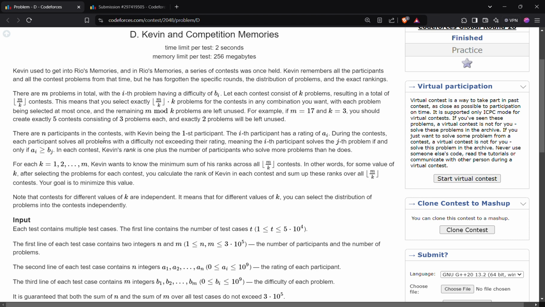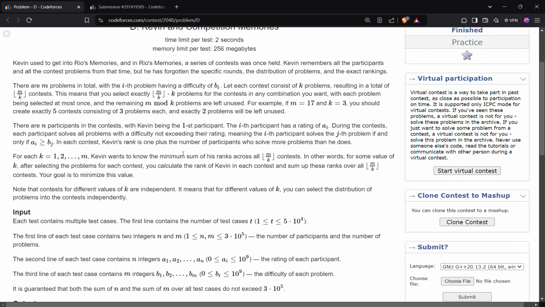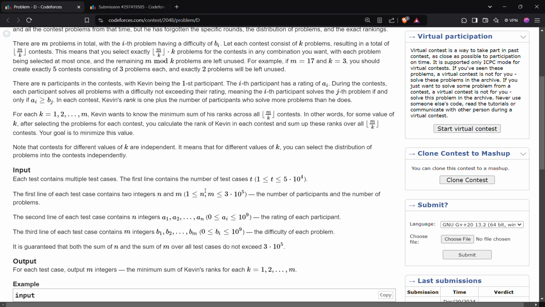So there are n participants in all the contests, with Kevin being the first participant. The ith participant has a rating of ai, and during the contests each participant solves all problems with a difficulty not exceeding their rating. Meaning the ith participant solves the jth problem if and only if ai is greater than or equal to bj. What they are saying is that if the participant's skill is at least the difficulty of the problem, he or she will solve that problem.